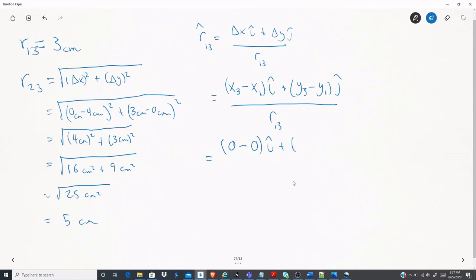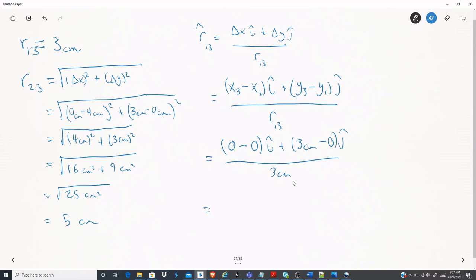And now we'll add on the difference between their y's. So the y-coordinate for q3 is 3 centimeters, and the y-coordinate for q1 is 0. All of that is going to be divided by 3 centimeters.